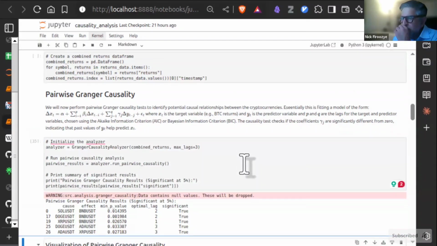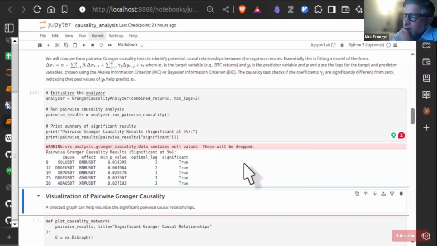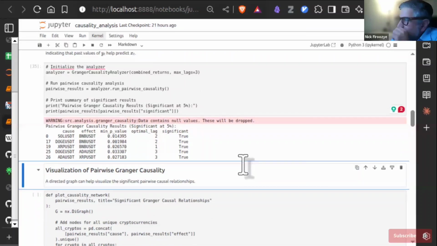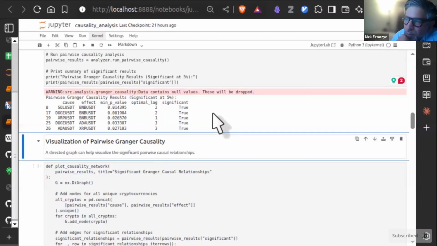So we did the pairwise crypto causality, and the thing that's a little bit surprising here, and doesn't necessarily follow our intuition, is that at least for the most significant at the 5% level, we have that Solana causes BNB. That's fine, that's not very liquid. Doge causes BNB. Ripple causes BNB. Doge causes ADA, and Cardano causes Ripple. Surprisingly, none of the others are in here.